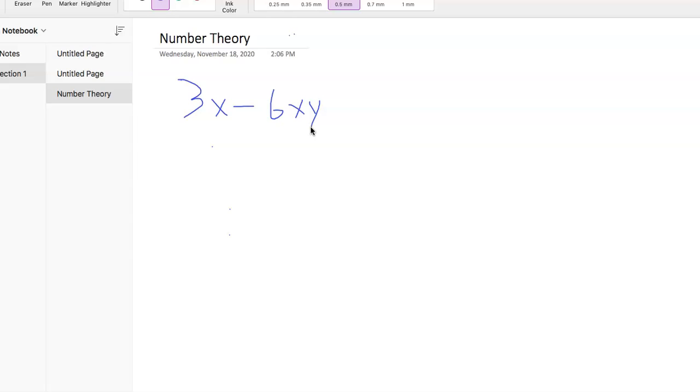So 3x minus 6xy plus 21xz. Okay, how do you factor something like this? Okay, so what we're looking for is what can we take out of each of these numbers. All right, so usually we'll start with the actual number before we get to the variable. All right, so the smallest number we have here is a 3.